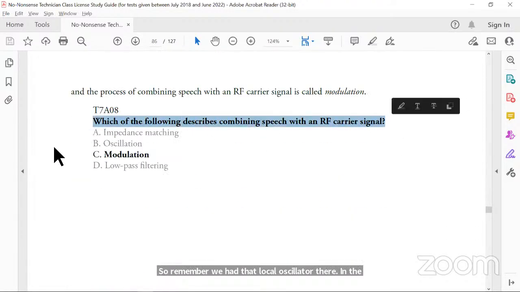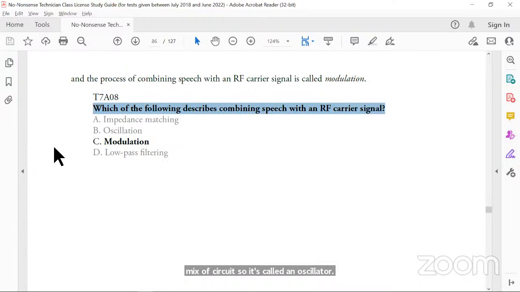Next one. Which of the following describes combining speech with an RF carrier signal? So when we have the carrier signal and we use our voice and we impose it on the carrier, that is called modulating or modulation.